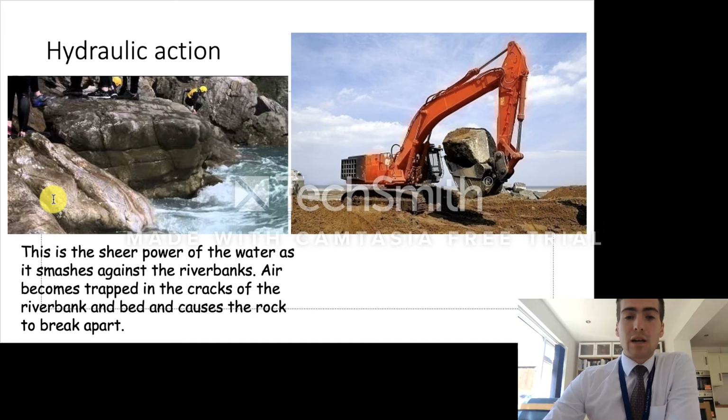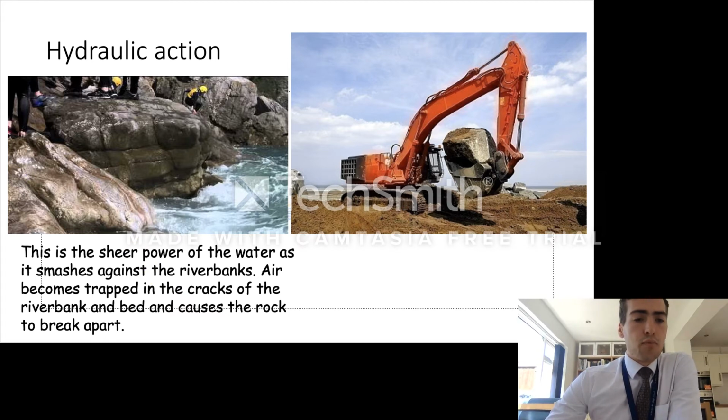So hydraulic action happens in areas where the water is travelling really quickly and has lots of power behind it. You have to think about whereabouts in the river that might happen. It needs lots of water, but that water needs to move in quickly as well. So hydraulic action is that first type of erosion, water breaking up the riverbanks.